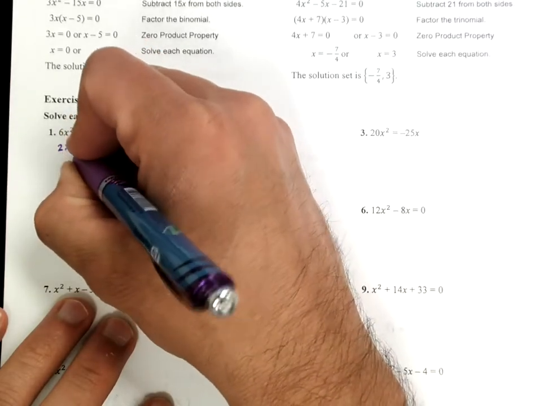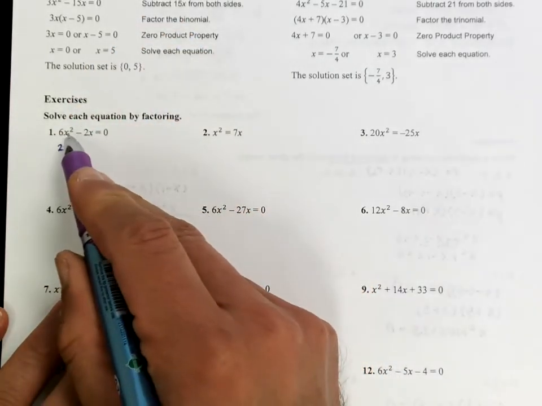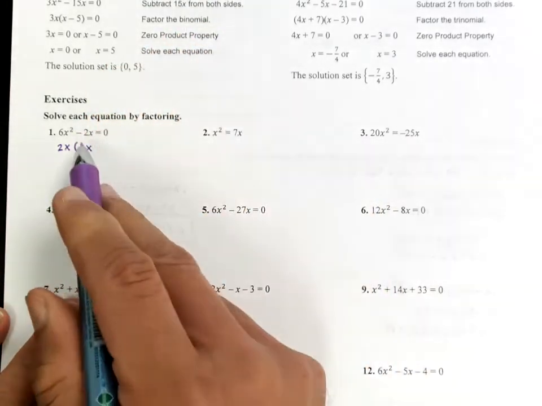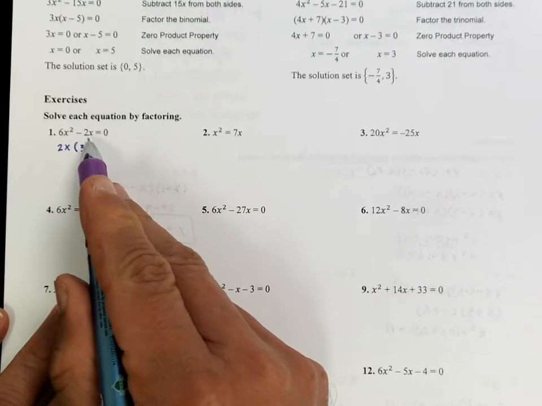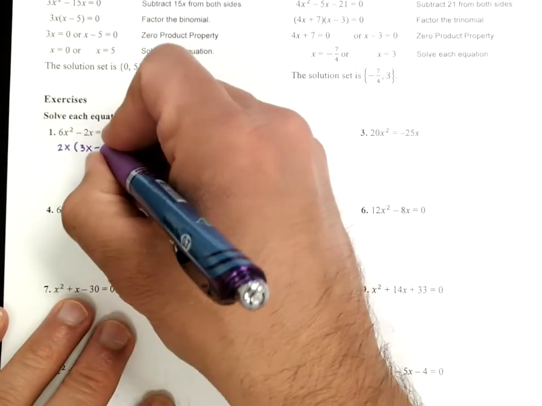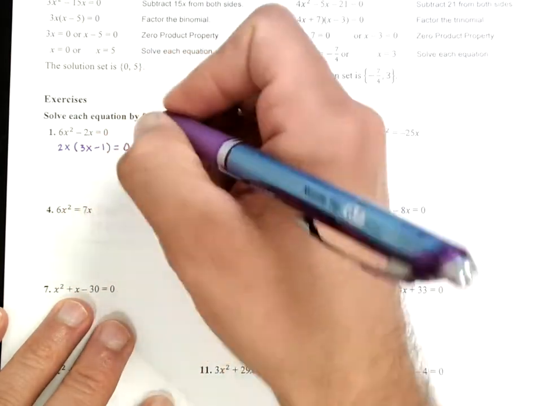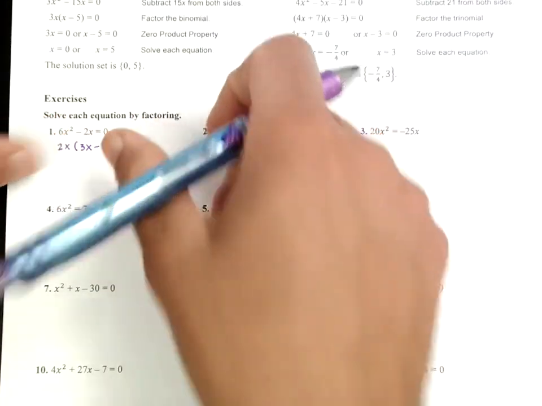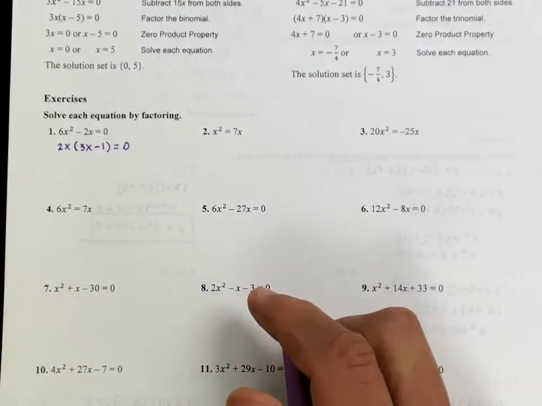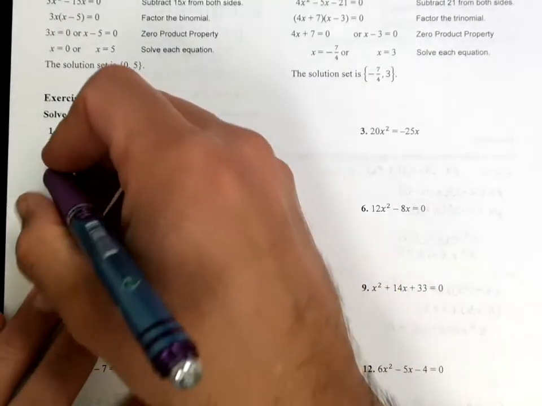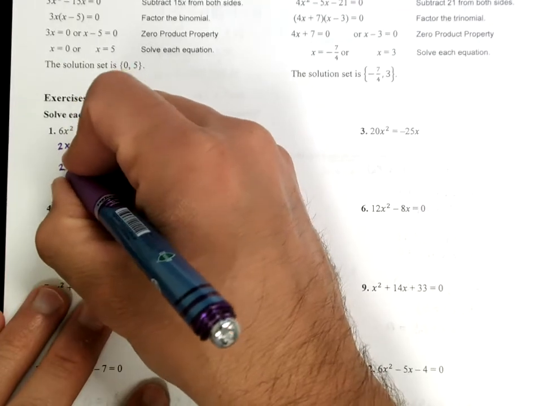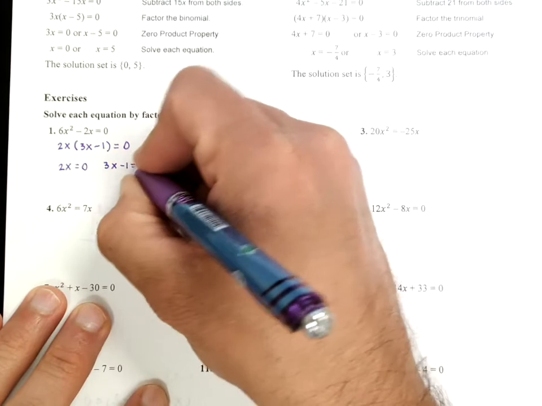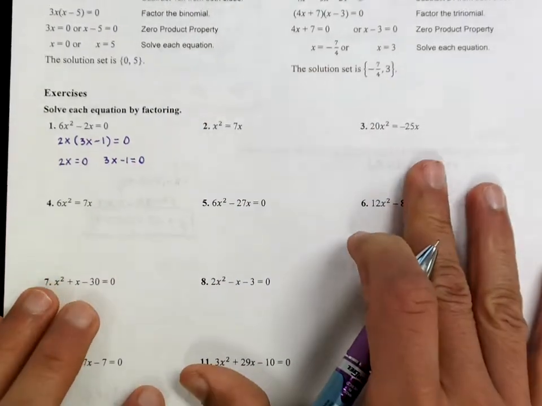Okay? Now if I divide this 6x squared by 2x, I get a 3x. And if I divide this negative 2x by 2x, I get a negative 1. Okay? Now make sure that whatever is inside the parentheses cannot be factored again. And in this case, you cannot factor that again. So after that, all you have to do is just set each factor equal to 0. And then solve for each factor.